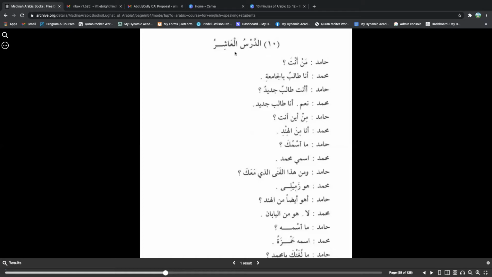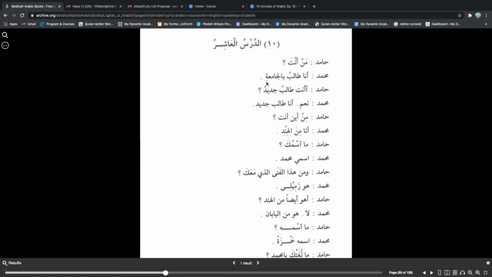So, the dars al-ashiru, we have a conversation here between Hamid and Muhammad. It starts out with Hamid. He says, Man anta? Who are you? Muhammad: Ana talibun bil jami'ati. I am a talibun, a student, bil jami'ati. It can mean in, or here, yani it's in the sense of at. I am a student at the university, bil jami'ati.